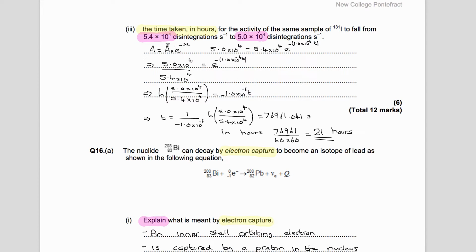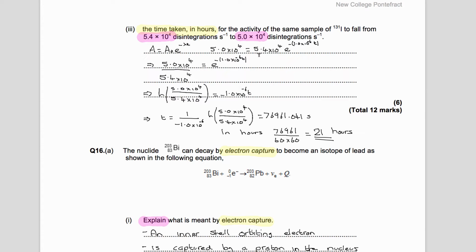And then in part 3, we're asked to calculate the time taken, in hours this time, for the activity of this sample to fall from 5.4 times 10 to the 4 disintegrations per second to 5.0 times 10 to the 4 disintegrations per second. So the activity is going from this number down to this number. Just like we've seen in the last couple of questions, we're going to use this exponential equation. This is the activity now, and this was our starting activity. So this is the A, the 5.0 times 10 to the 4.